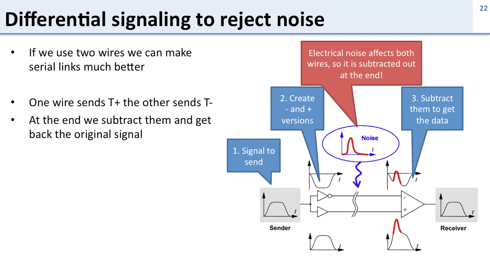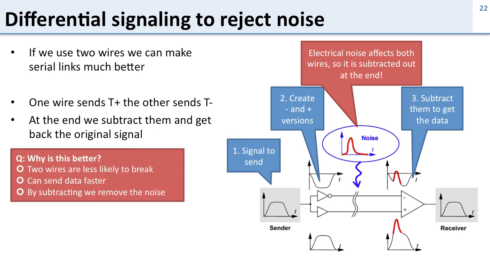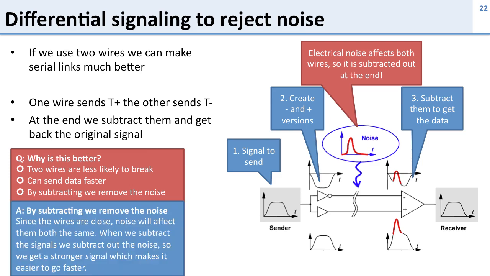So why is this beneficial? Well, if there's electrical noise in the middle, that noise is going to affect both wires. Here you can see that this red noise makes both of them go more positive, but when I subtract out the results, I also subtract out the noise. So why is this approach better? Well, it's better because when we subtract, we remove the noise. We have two wires, and if they're close together, whatever noise is coming from outside will affect them both the same way. When we subtract them, we get rid of that noise, and that gives us a stronger signal, which means we can make our data go faster.